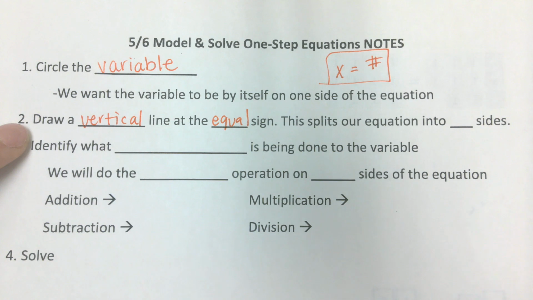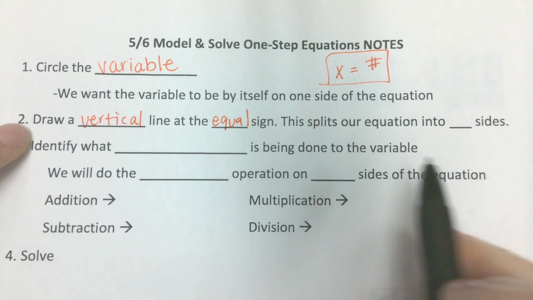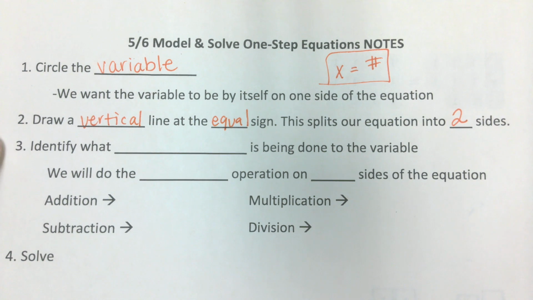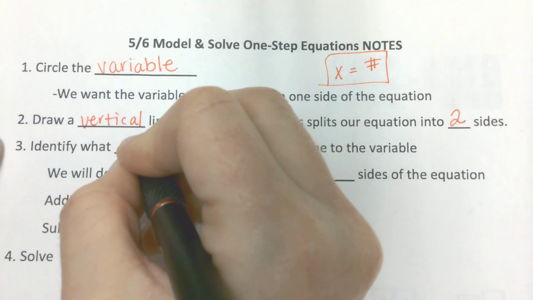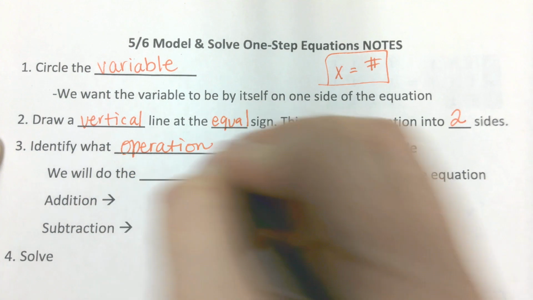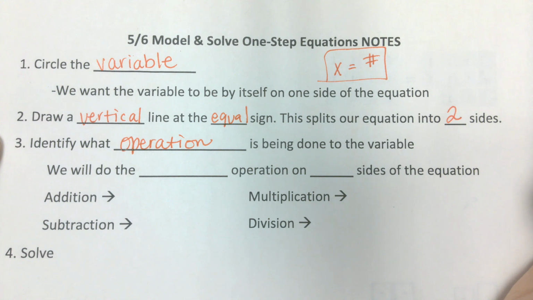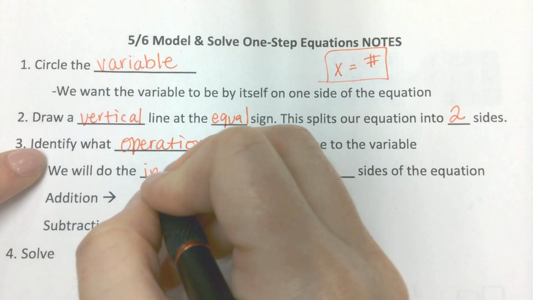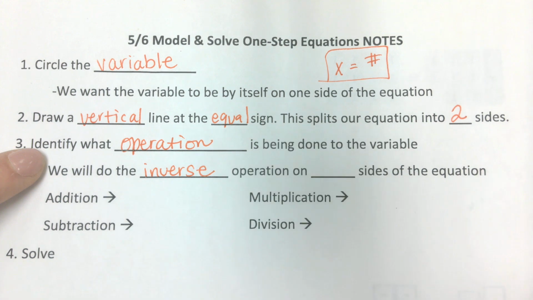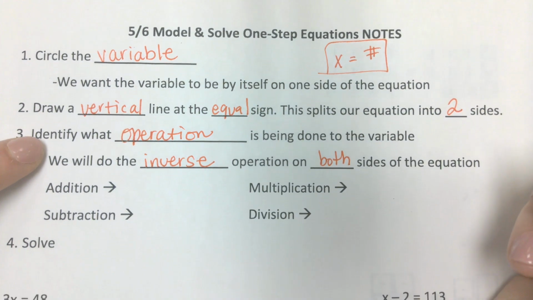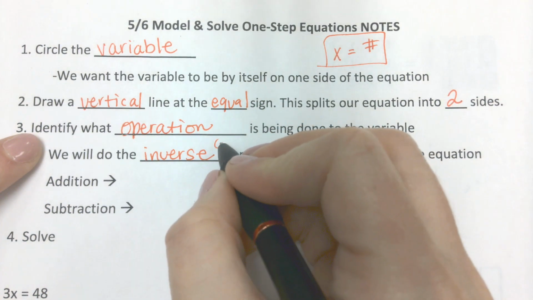That way you can see what's on the left, what's on the right, and anytime you cross the line, you have to do the opposite operation. This splits our equation into two sides. Identify what operation is being done to the variable, and we will do the inverse operation on both sides. So the inverse operation is opposite.